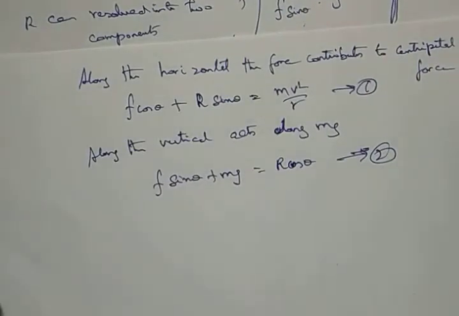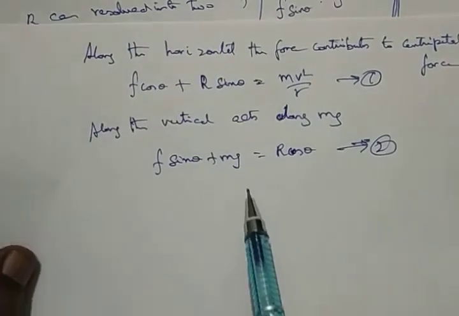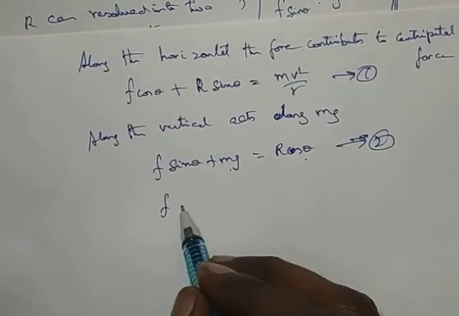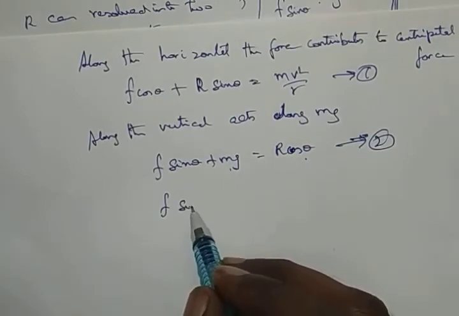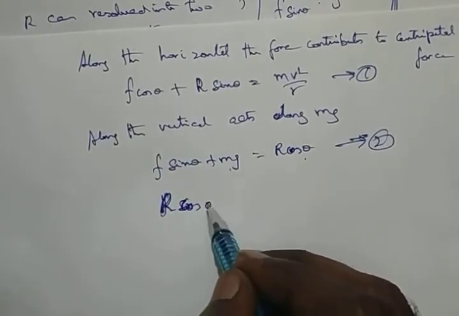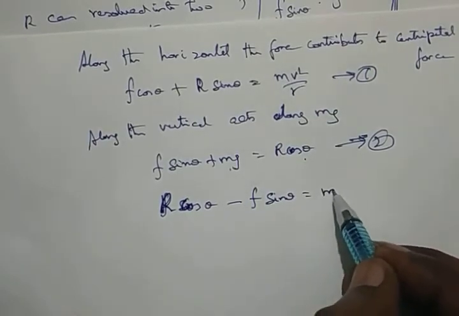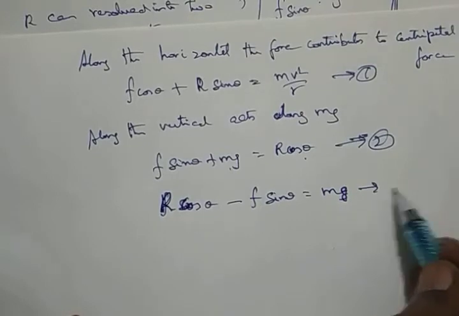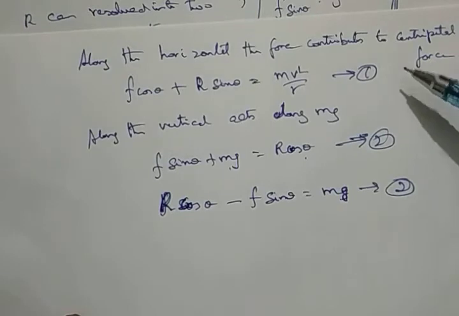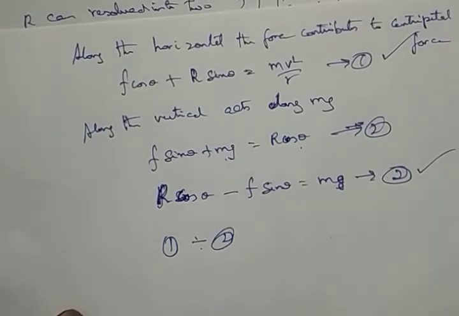Based on this one, we will quickly see here and there how this could be reversed. mg will take it to the next side, right? So when mg goes to the next side, with F sin theta, it's going to be R cos theta minus F sin theta is equal to mg. So that's going to be the equation number 2 again. So this is the first equation, this is the second equation. 1 divided by 2, we'll try to do this.